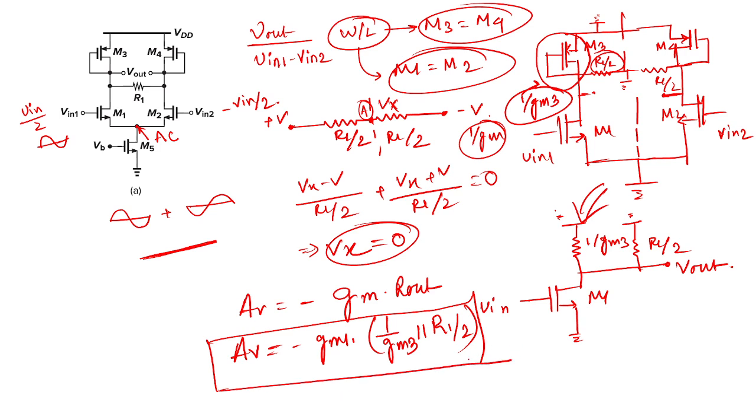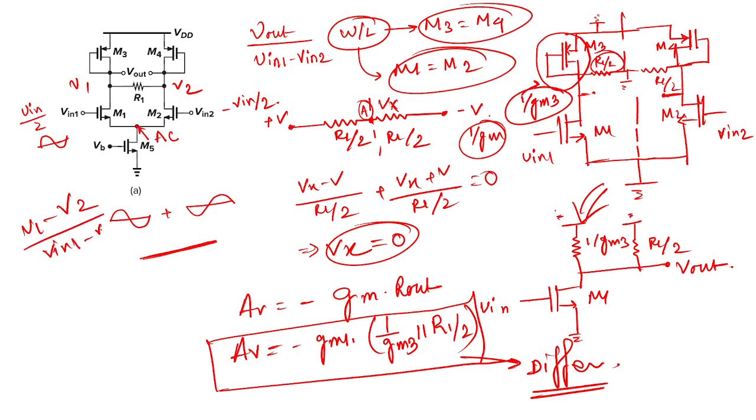This is the overall differential gain of the circuit. Differential gain is basically, if you apply differential input, then the gain that you get at the output, V1 minus V2. So the differential gain you can write as (V1 minus V2) divided by (Vin1 minus Vin2).